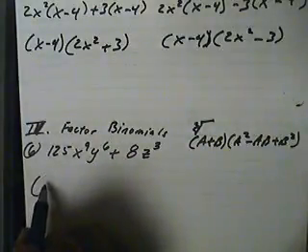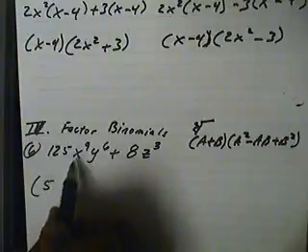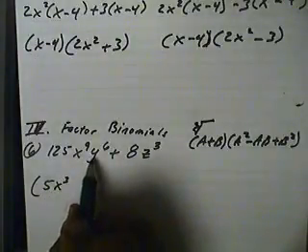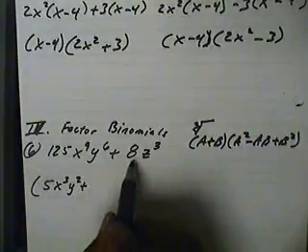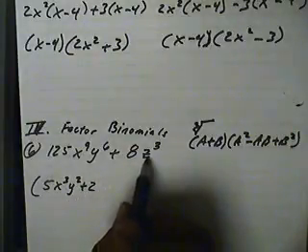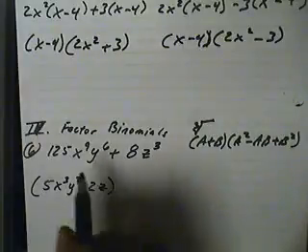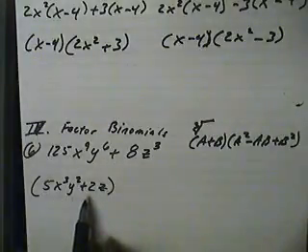So the cube root of 125 will be 5. The cube root of x to the 9th is x to the 3rd. The cube root of y to the 6th is y to the 2nd. Plus the cube root of 8 is 2. And the cube root of z to the 3rd power is z. This is our a and our b term.